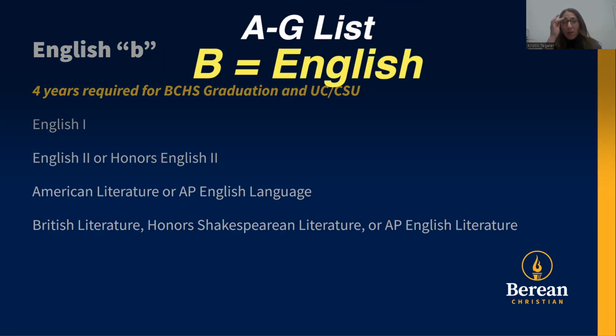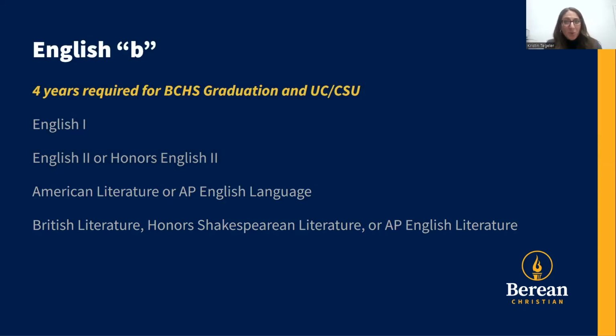For the B category or B area, that's what we have for English, in which it's 4 years required for both Berean graduation and for the UCs and the Cal States. So in 9th grade, there's actually 2 options. There's English 1 and English 1X. Then as a sophomore, students can take English 2 or Honors English 2. Then for junior year, we have 2 options, American Literature or AP English Literature. And then senior year, there are 3 options. We have British Literature, Honors Shakespearean Literature, or AP English Literature.